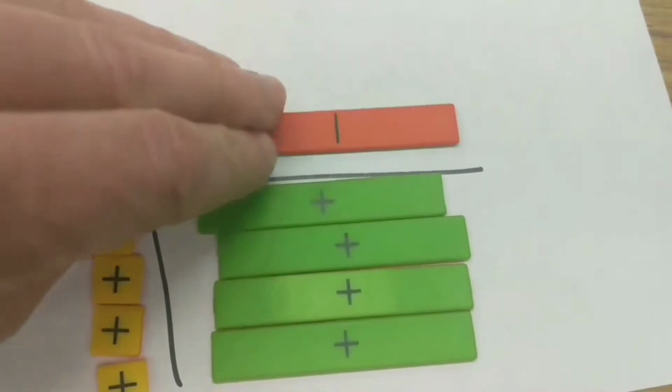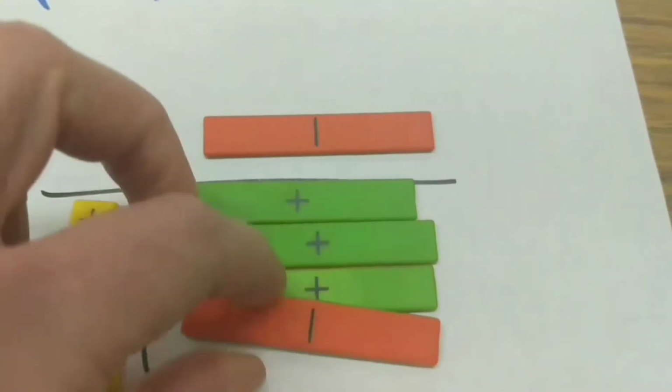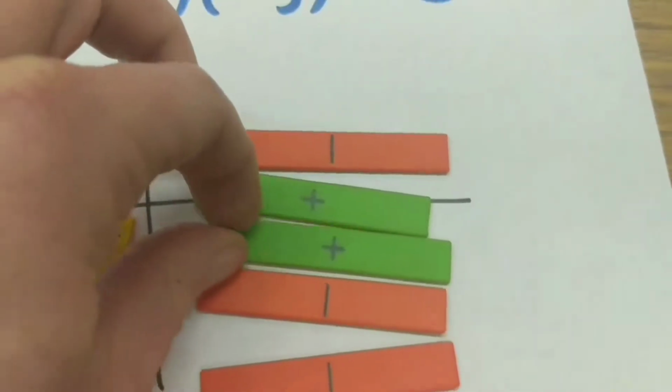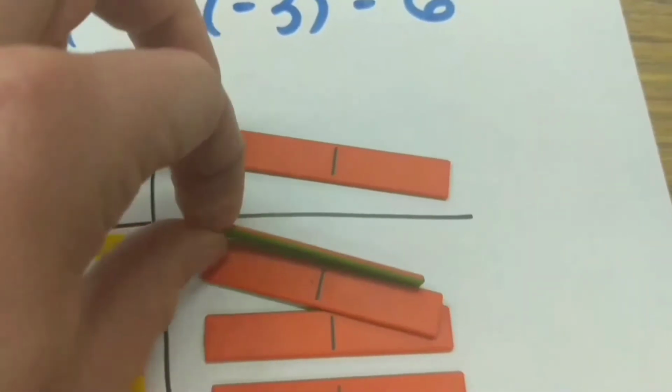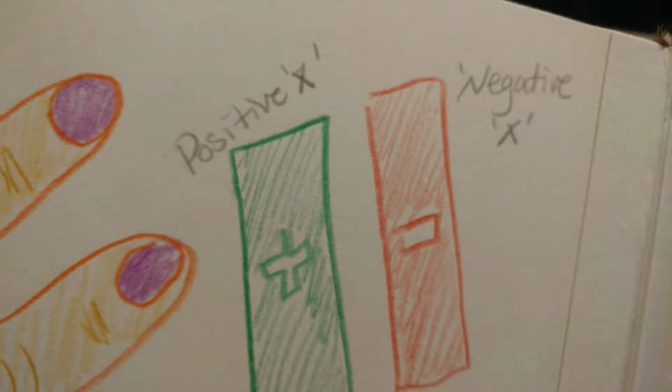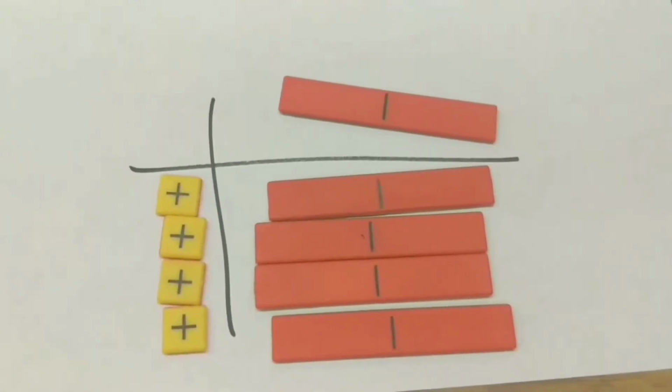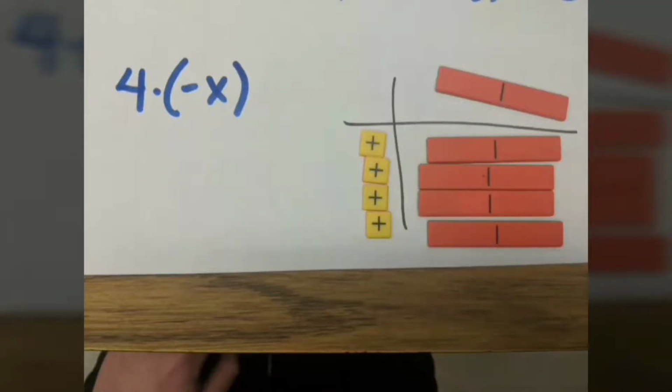So here we're looking at 2 different kinds of algebra tiles. The long ones are the x's. Okay, that's going to be our unknown variable that we don't know what that one represents. And then the little ones are the ones. So here we're looking at 4 times -x.